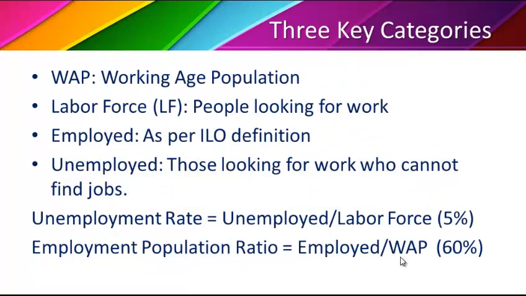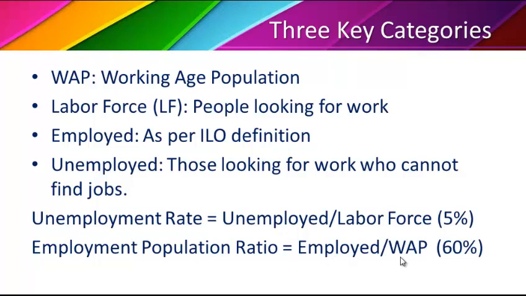So when we come to statistics, there are 3 or 4 key concepts. One is the WAP, the working age population. This is generally something like 15 to 60 or something like that. Then there is the labor force. In this working age population, there are people who are looking for work. And then there is the employed, which we have already seen how you define, basically people who are working for money. And then there is the unemployed, people who are looking for work, but they cannot find jobs.